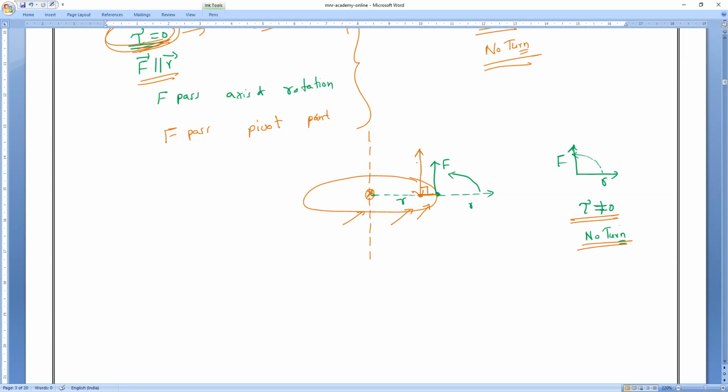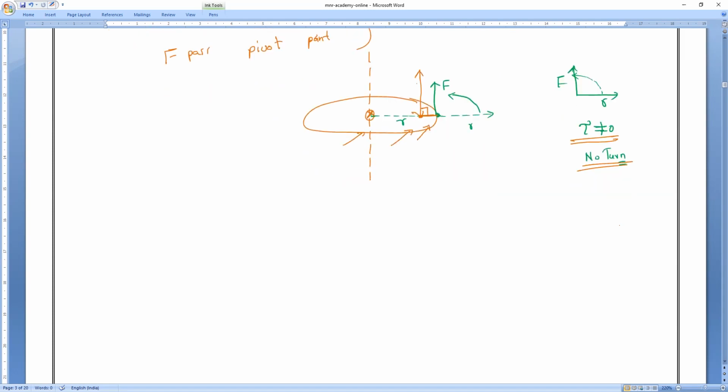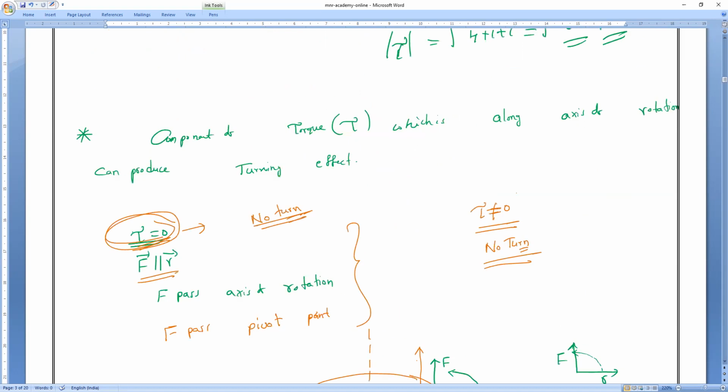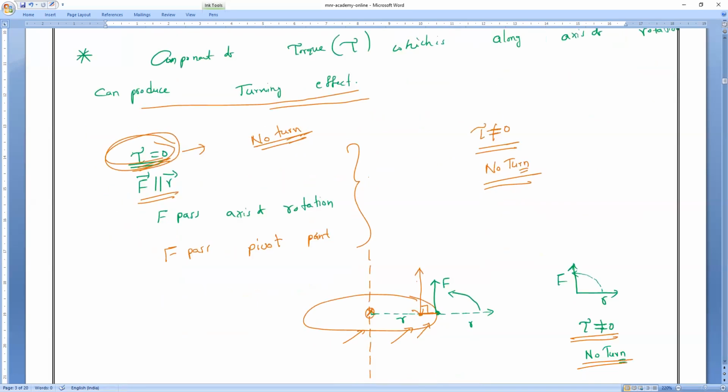So if you want to make a turning, all of you remember: what is the statement you have written? The component of torque which is along the axis of rotation only can produce what effect? Everybody? It will produce the turning effect.